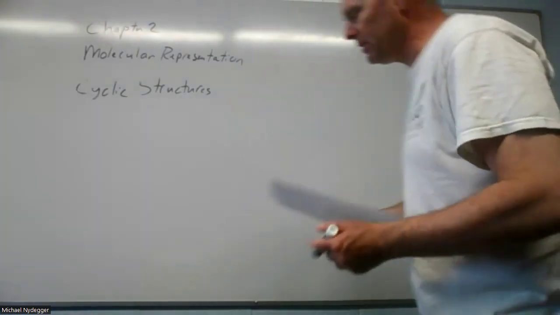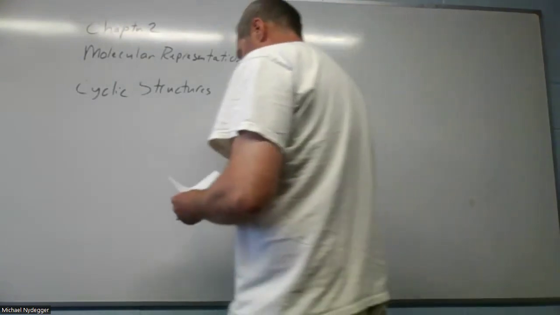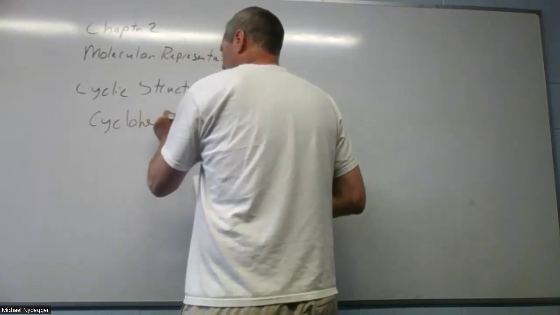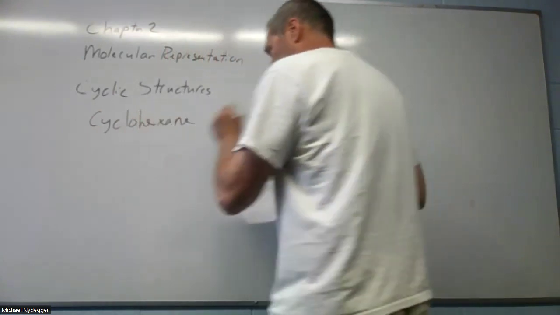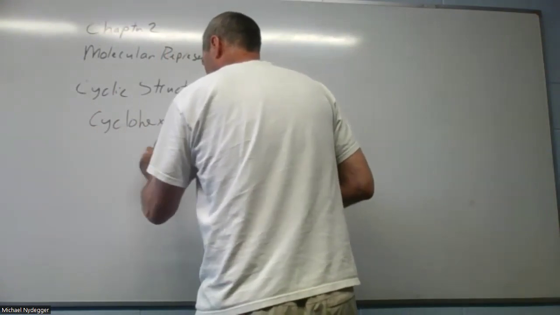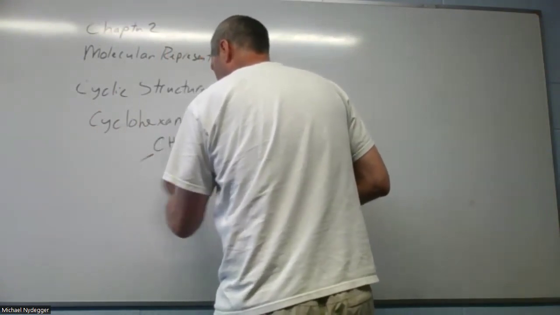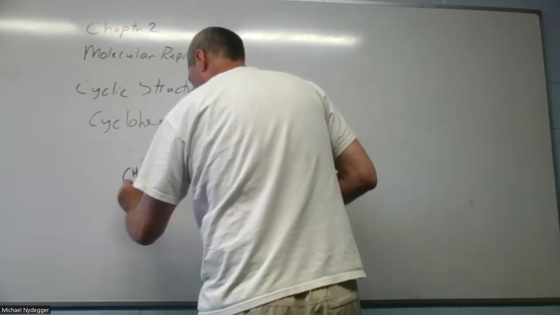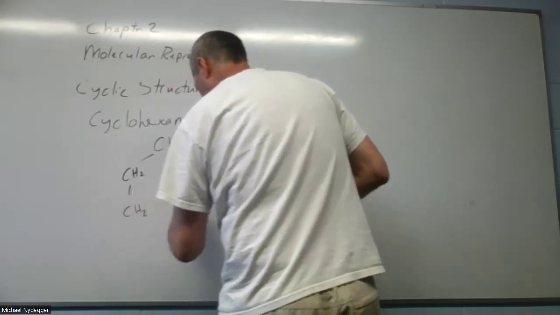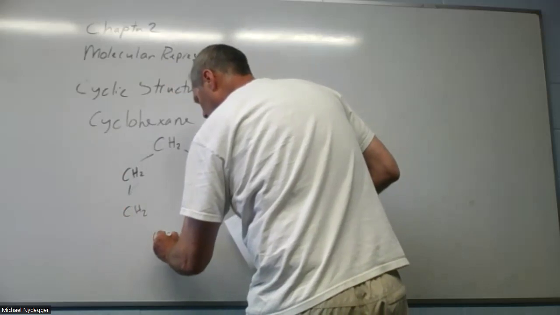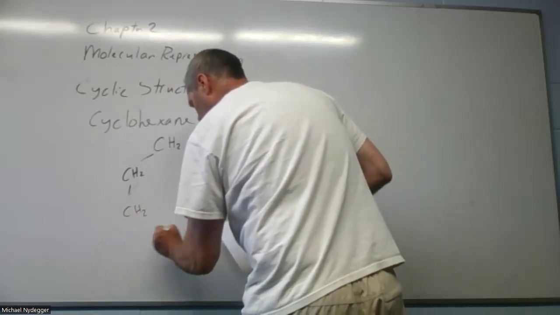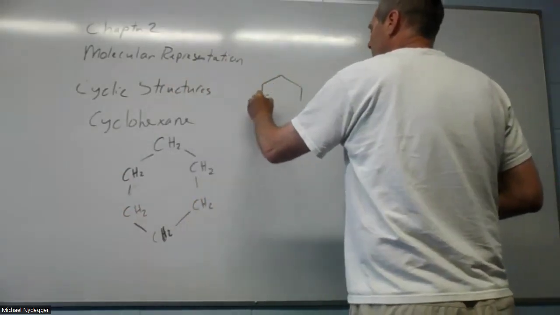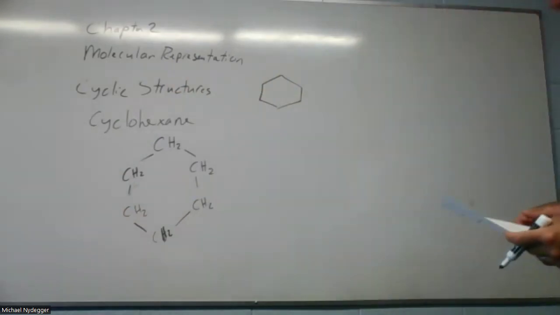And then the last one, and this would probably be the most stable of the ones, is going to be cyclohexane. Cyclohexane, CH2, come down here, another CH2, CH2, CH2, CH2, and then there's a CH2 down there. To draw that simply is going to be a hexagon, such as that.